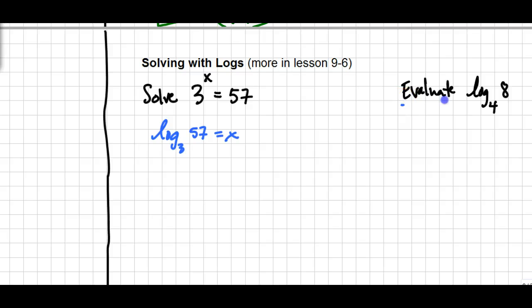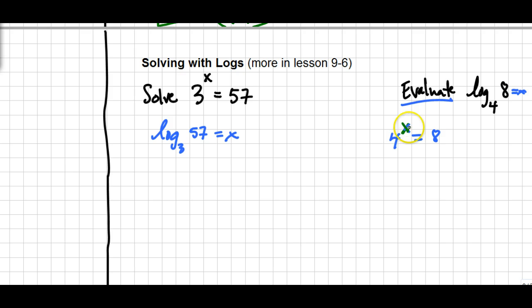On the next one, it just says evaluate, so it's not really a solving question, but it involves a little bit higher order thinking here, so I wanted to put it in this section. If I rewrite this in exponential form, I'm going to get 4 to the x equals 8. Again, to get rid of the exponent that I don't know, I need to undo it somehow.